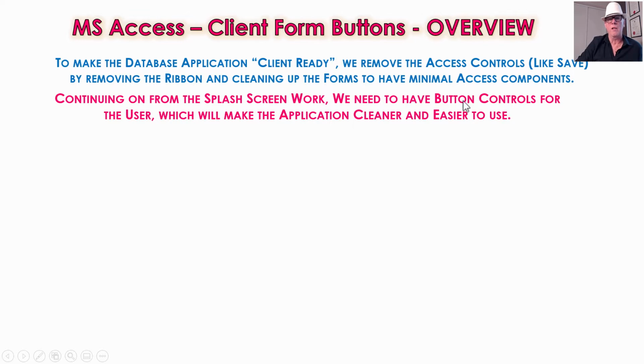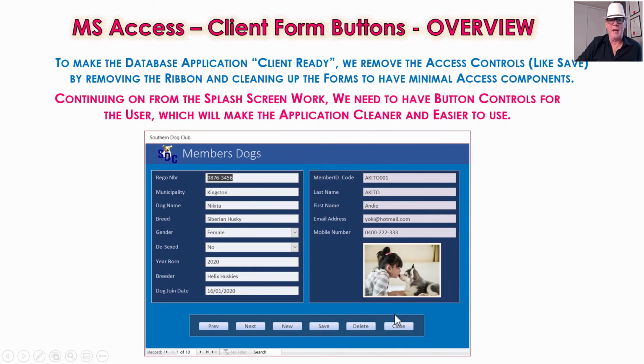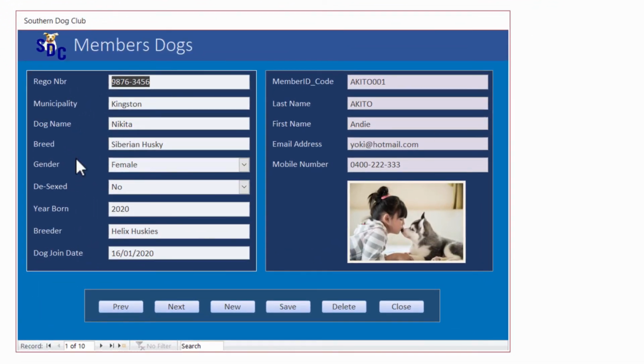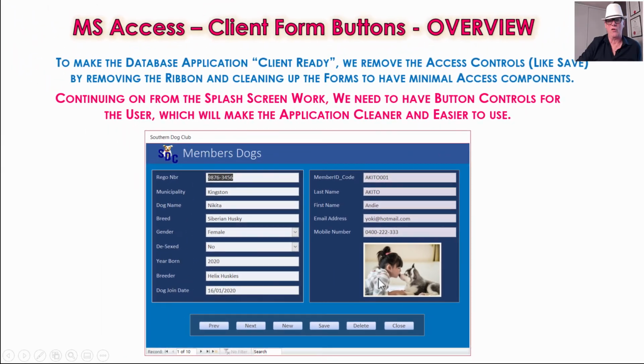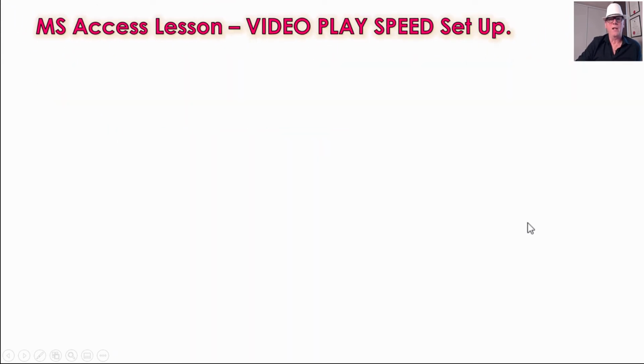So continuing on from the splash screen work, we're going to have those button controls that we showed you. That makes it a lot cleaner and easier to use, so that they can do all of their work from this bank of buttons at the bottom and by using this screen here, and they don't have to go off to any Access ribbon or Access controls to do things, all right? So it makes it a lot better.